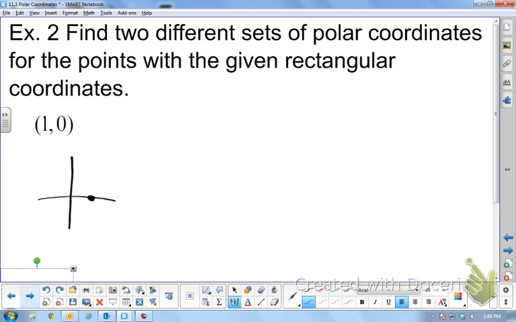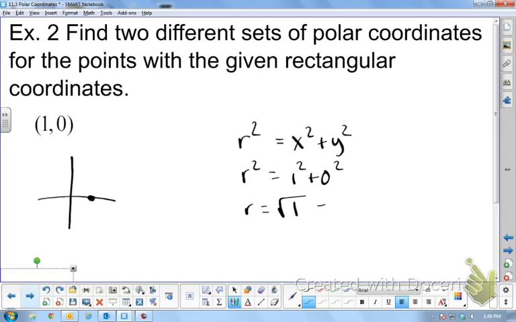So we had our r squared equals x squared plus y squared formula. How are we going to find our radius? Solve for radius, because we have an x and a y. So 1 squared plus 0 squared. So r would really be the square root of 1, which is 1.